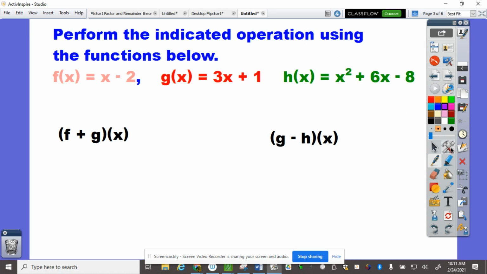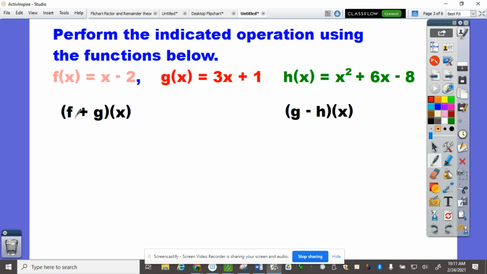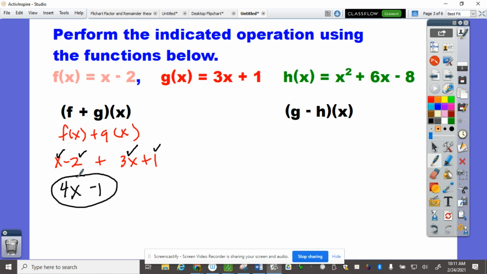Okay. So let's go ahead now. Perform the indicated operation using the functions below. f of x equal to x minus 2, g of x equal to 3x plus 1, and h of x equal to x squared plus 6x minus 8. Okay, so the question here is find f plus g of x, or basically f of x plus g of x. So we know f of x is x minus 2. We know that g of x is 3x plus 1. Combine the like terms. I have here an x. I have 3x here. That will give us 4x. Negative 2 plus 1 is minus 1. So the answer is 4x minus 1.